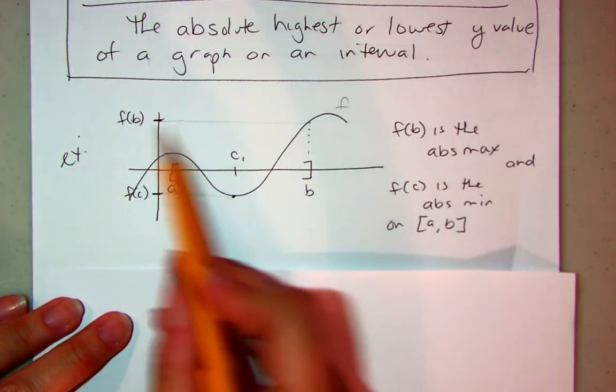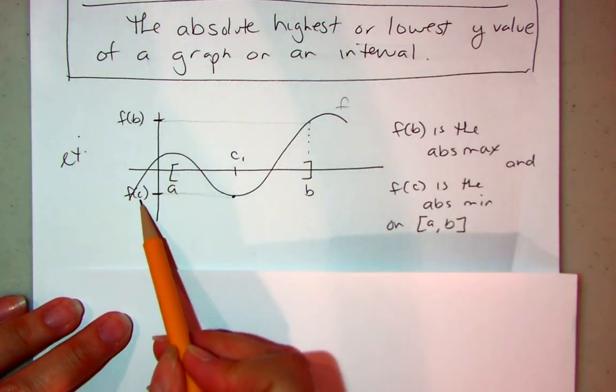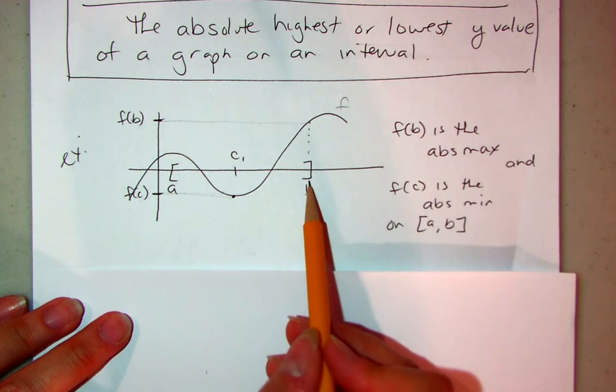So that's your absolute max. This is your absolute min. It is found here at c1. It is found here at b.